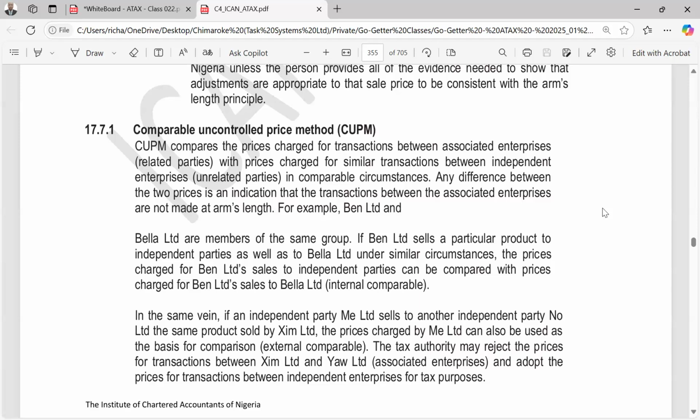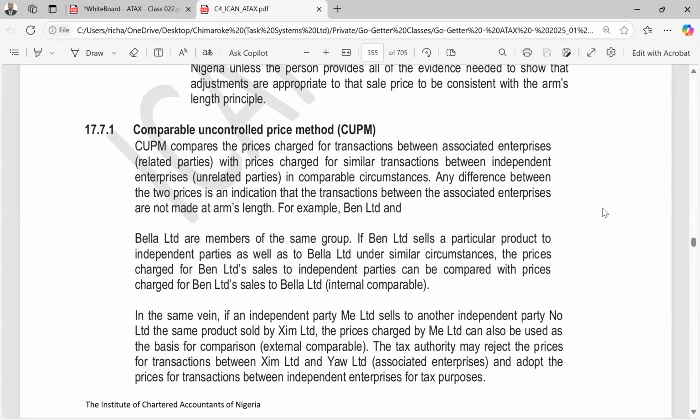That is external comparability. So they are comparing external people who do not know each other with your company group affairs. This is different from when the group affairs are compared with one of the group selling to an outsider. That's internal. But two outsiders selling to each other compared with the group doing business with each other, that's external. And so they may reject the group's prices and adopt what the external people are doing.